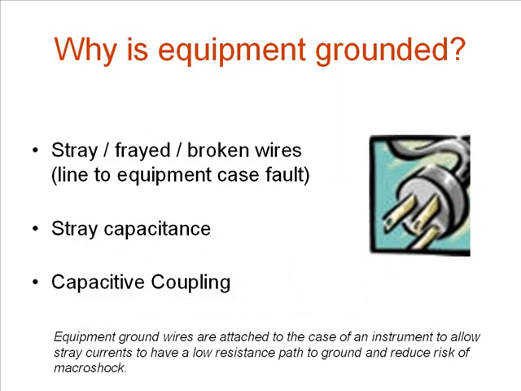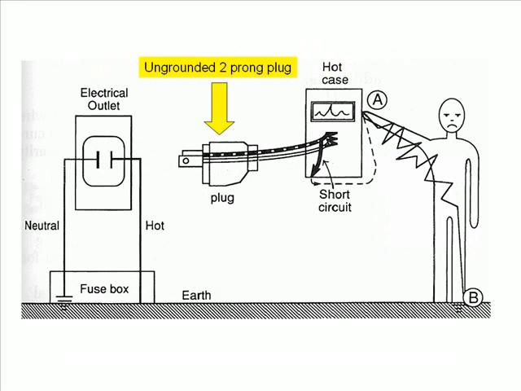So why is our electrical equipment grounded? Well, here are some of the reasons. You can have stray or broken wires which go to the equipment case, causing a fault. More about that in a minute. We also read about stray capacitance and capacitive coupling. So equipment ground wires are attached to the case of an instrument to allow stray currents to have a low resistance path to ground and reduce the risk of macroshock, which we'll show you in a minute.